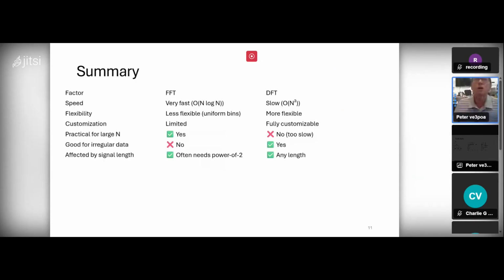So here's a summary of what I've talked about. I won't go into any real detail here, but it's basically, one's fast, one's slow, one's flexible, one's less flexible, that kind of thing.